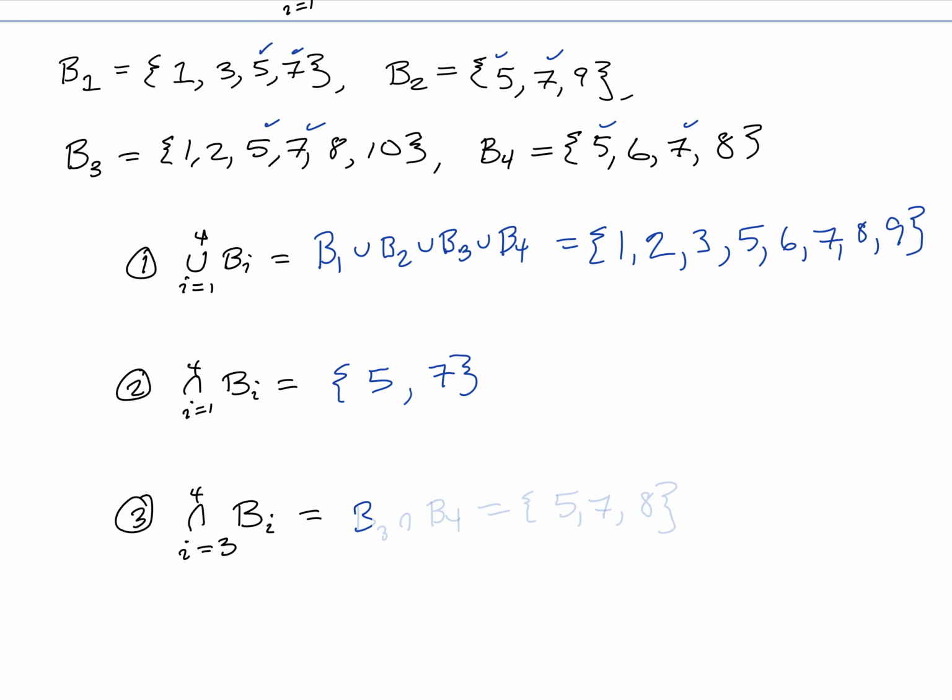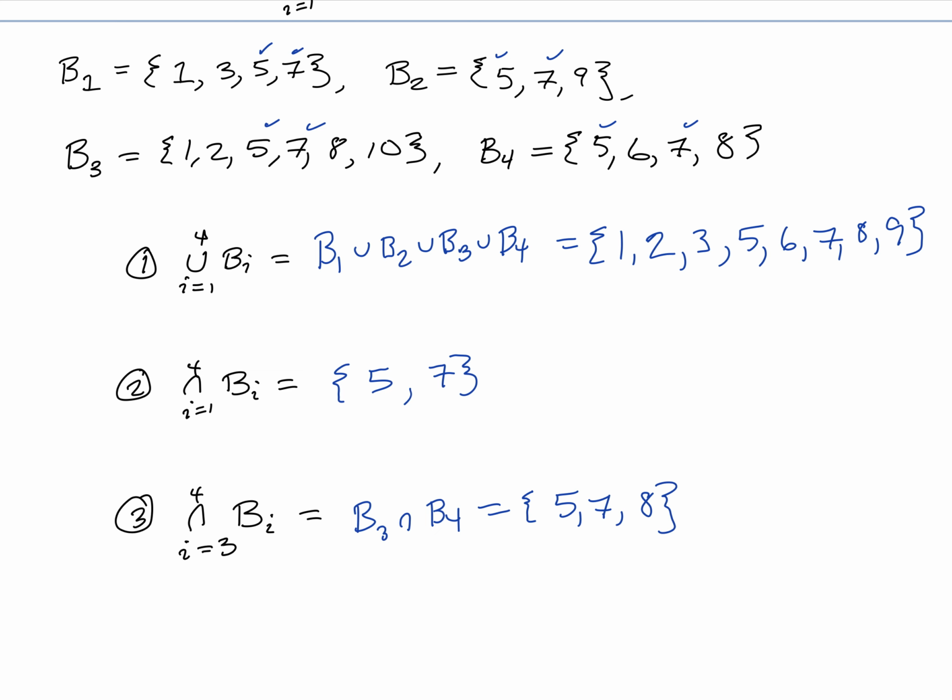The intersection from i equals 3 to 4, now we're only interested in B3 intersected with B4. In that case, we see that 5 and 7, yes, those are in common between the two sets. Do we have anything else? Yes, 8 is also in common between those two sets. So 5, 7, and 8.